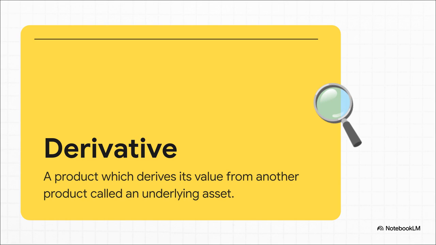So what exactly is a derivative? At its absolute core, it's just a contract. But its value doesn't come from the piece of paper it's on. Its value derives from something else, something real, which we call an underlying asset. See? The clue is right there in the name.